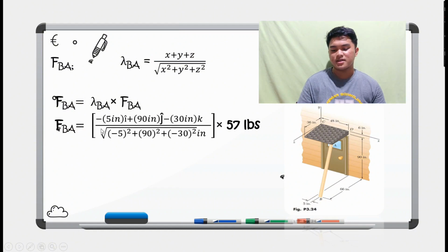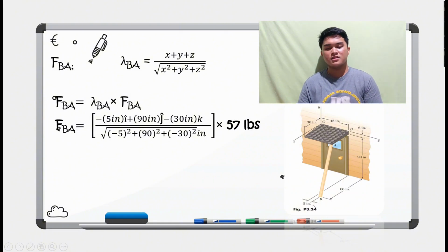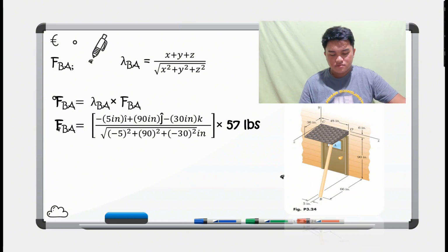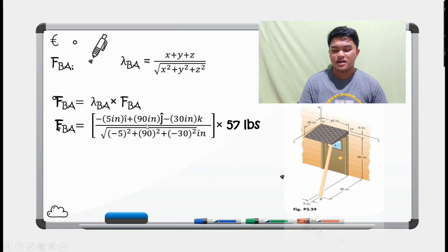So as we can see in here, we have the components of our point B to point A. In the x-axis, we have negative 5 inches. As we can see in the figure, we have 5 inches. It is negative because the direction of point BA opposes the direction of the x-axis. And in here, we also have 90 inches in the y-axis, which is very clear in the figure. And lastly, we have negative 30 inches in the z-axis.